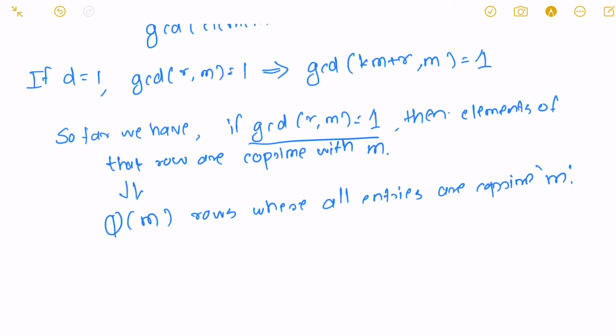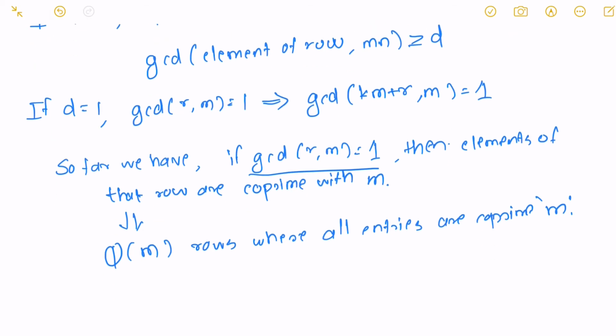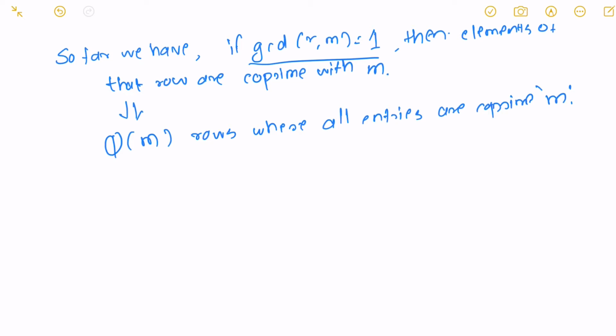But our answer is not yet over, because we have just found all the elements which are coprime with m. Now we need to find the elements which are coprime with both m and n. So now let's dig deep into a row where we have GCD of r and m equal to 1, let's say its index is r also.